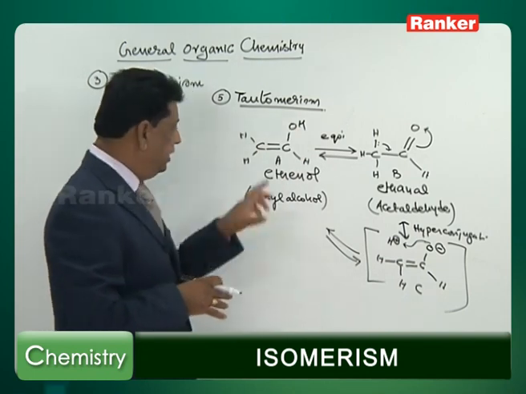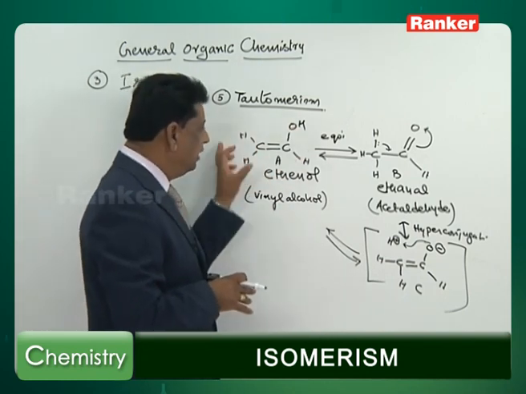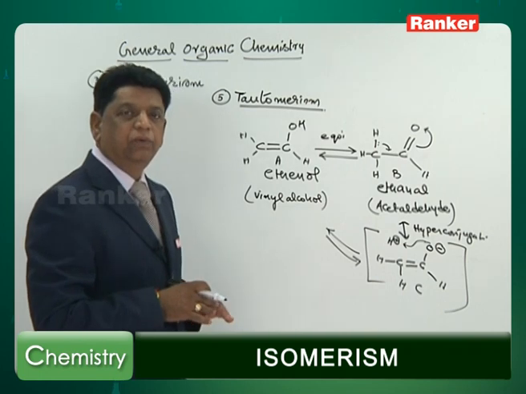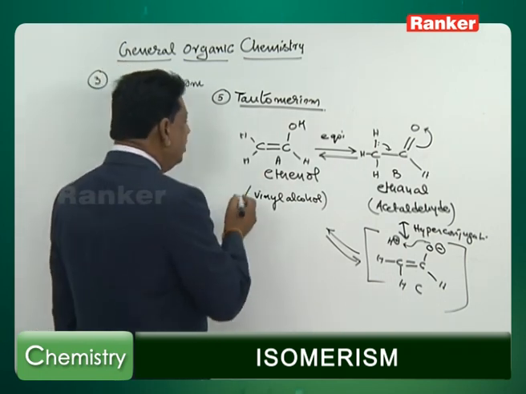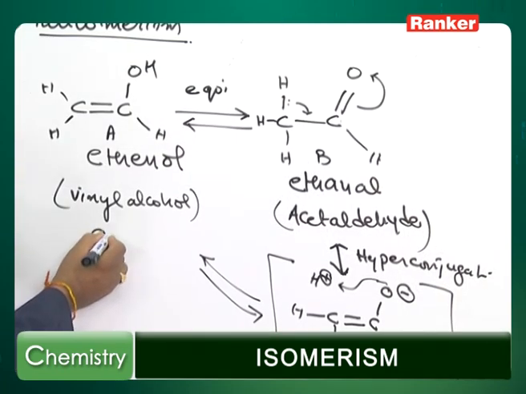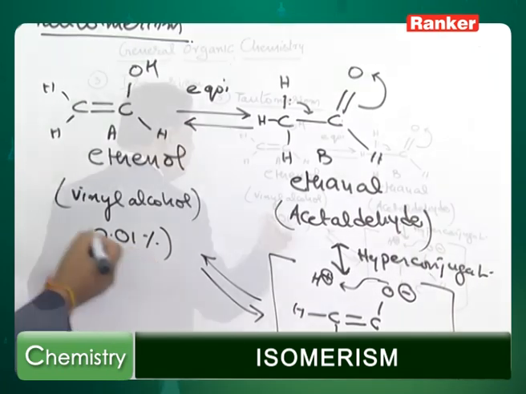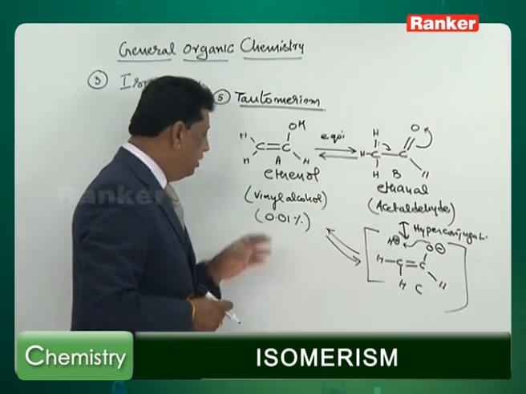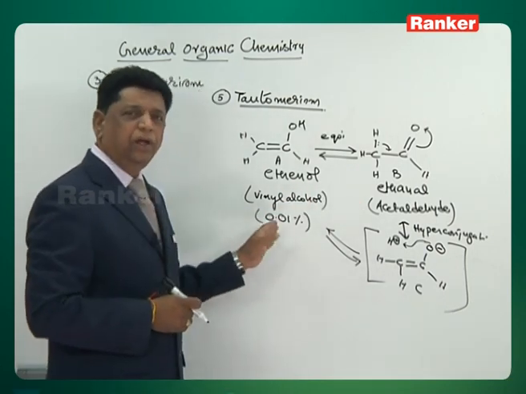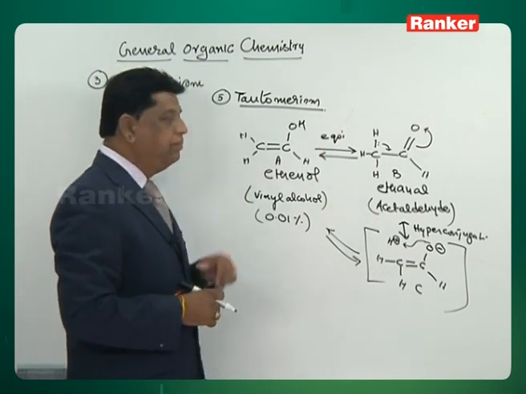By virtue of the bonding, sigma bonds and all that arrangement, it is proved that aldehydes and ketones are more stable. This particular enol only contributes 0.01%, I think. So 99.99% will be the keto form. The percentage of the enol is only 0.01. Even then I am saying equilibrium.